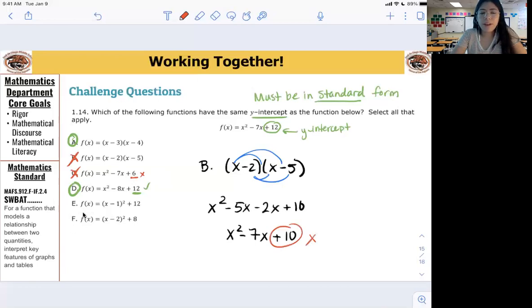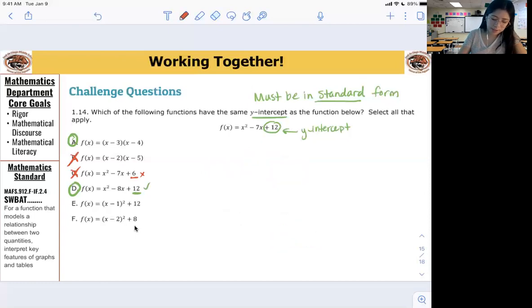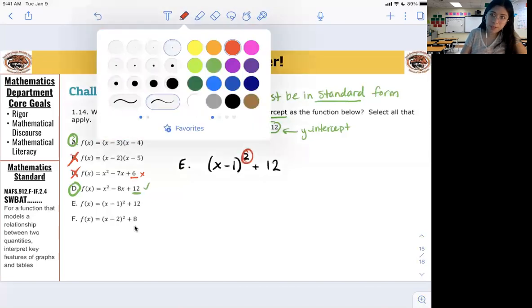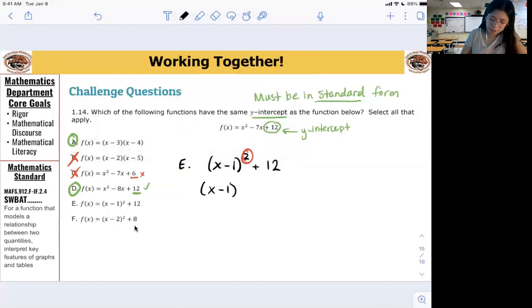Now, E and F, they're both in, what form is this? Vertex form, right? So vertex form is kind of similar. The process is kind of similar, but there is a couple more steps. So let's start with E. Okay, so x minus 1 squared plus 12. What do I need to do first? You write another parentheses, x minus 1. Yeah. So remember, the power of 2 just means I'm multiplying it times itself. X minus 1 times itself.